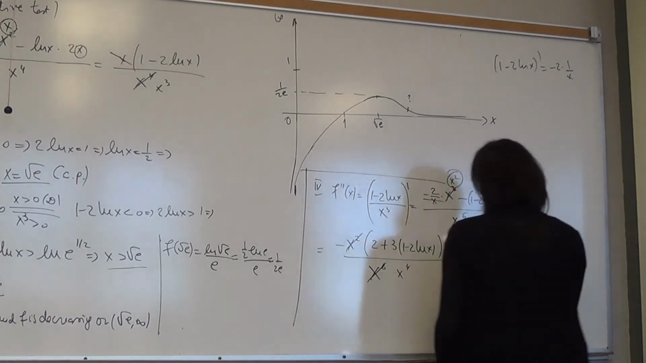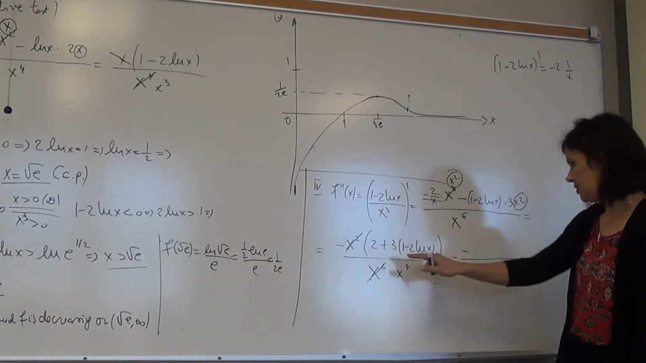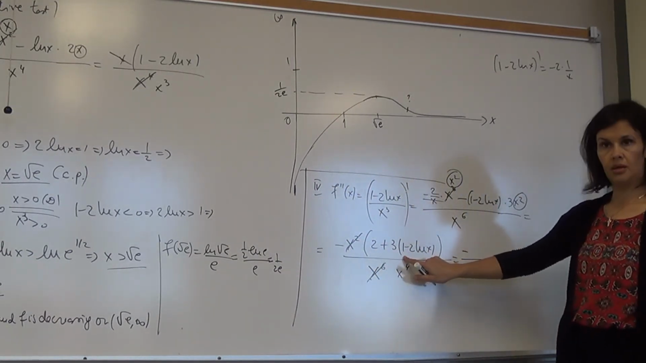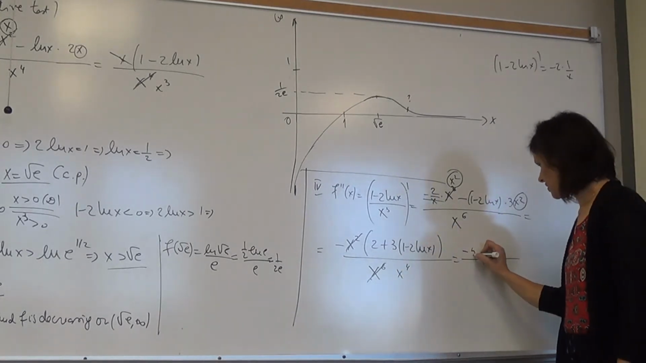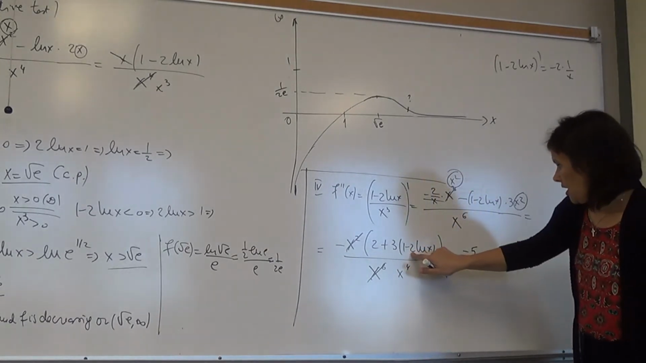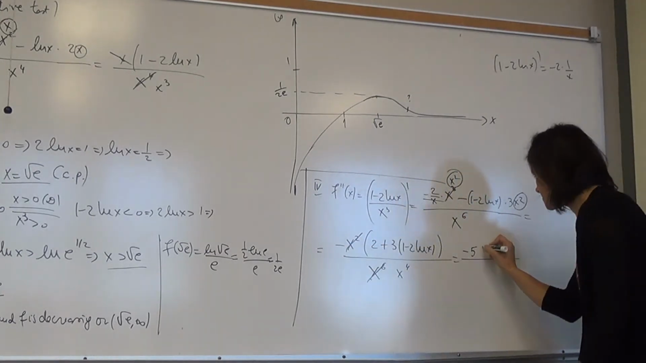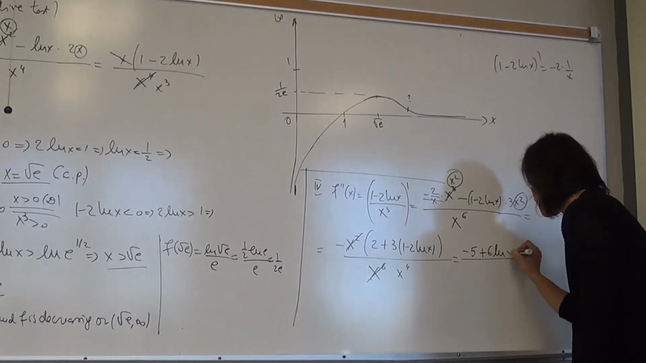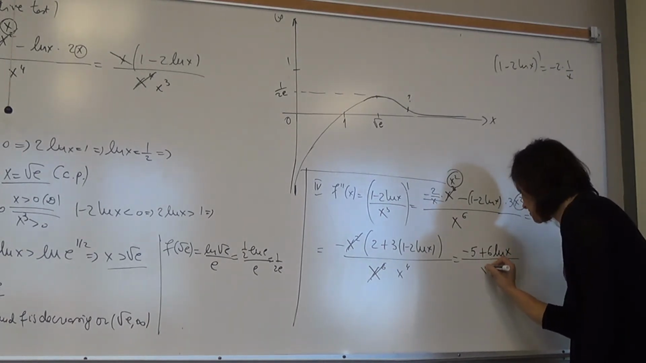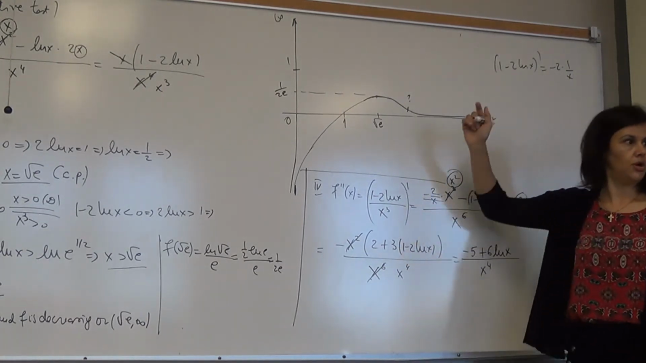So finally, the numerator is, you have a negative in front, and you have 2 plus 3, so it'll be -5. And then you have minus 6 ln of x. With this negative, it will be plus 6 ln of x. Did you get this?